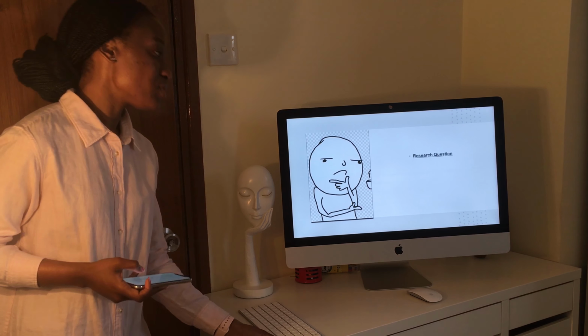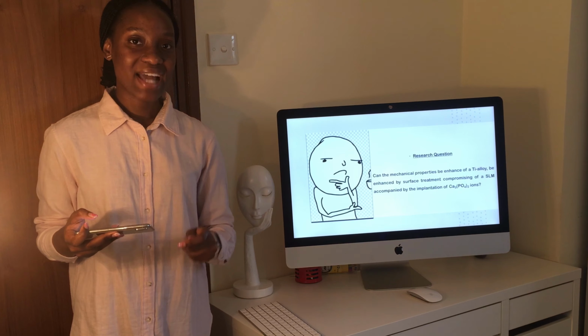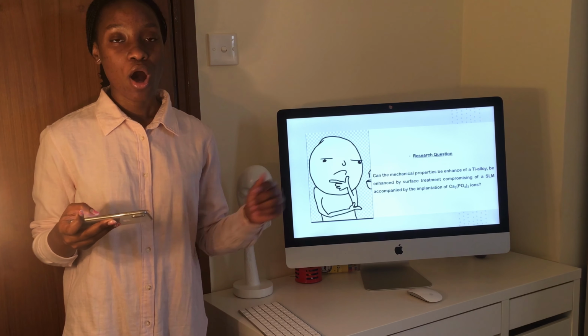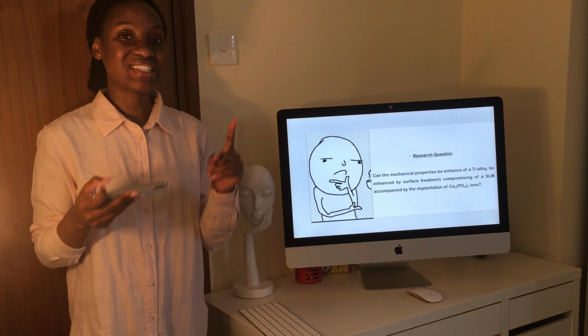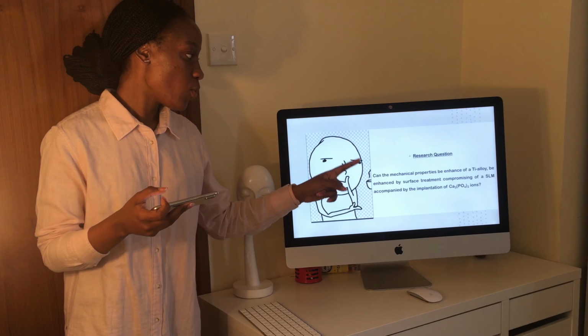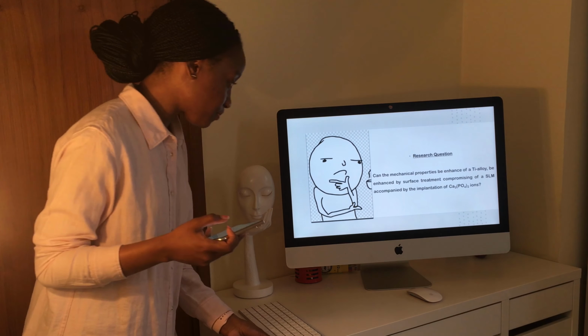Now, on to the research question. The research question here is, can we in fact enhance the mechanical properties of a titanium alloy to be used as a bioimplant if we couple the selective laser melting treatment with an ion implantation of calcium phosphate?